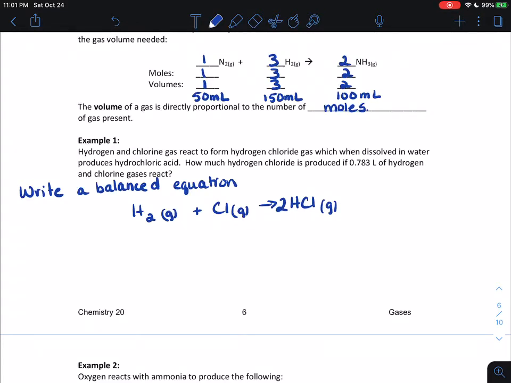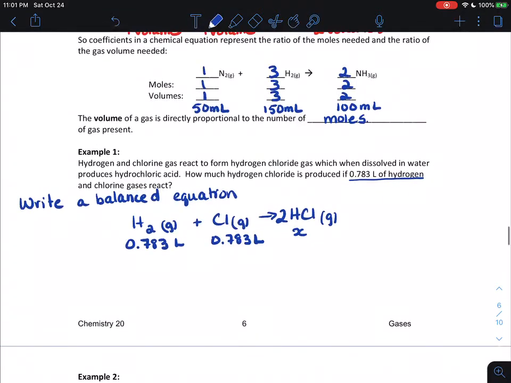Now, the next thing that you do is underneath the appropriate substance, you write down the information that the question gives you. So I've got 0.783 liters of hydrogen and 0.783 liters of chlorine. And they want to know how much hydrogen chloride is produced.